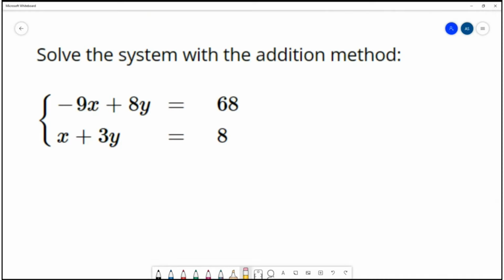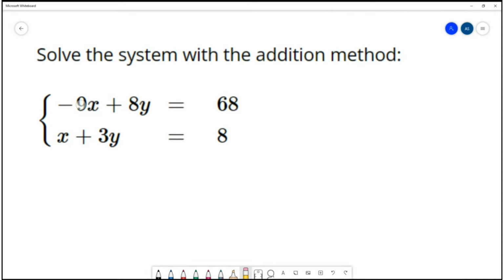Once you have everything lined up, you want to decide which variable you want to eliminate. You can eliminate x or you can eliminate y. In this example, because we have an x with a coefficient of 1, it's going to be easier to eliminate x. Although you can eliminate either variable, if you have a 1, it's just a little bit easier to work things out.